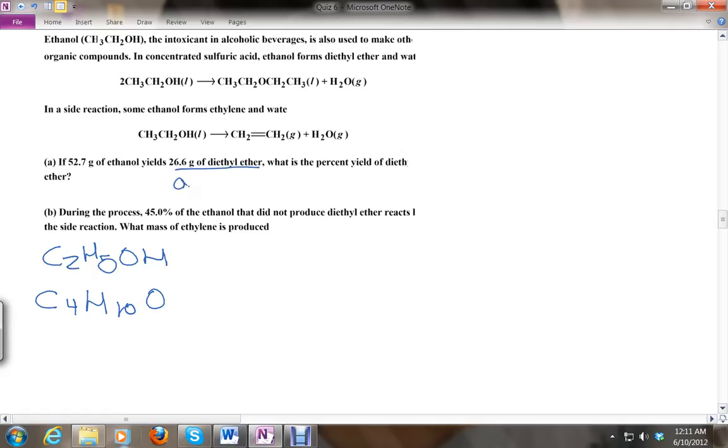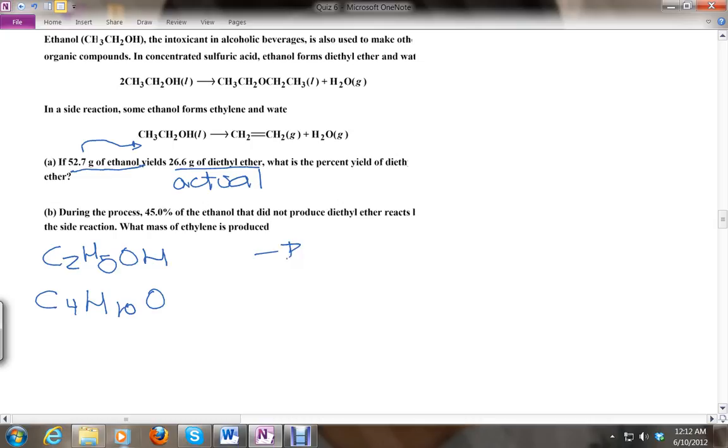This is the actual yield. In other words, they're telling you that part of these 52 grams are going to be converted to ethylene and other side products. So you have to calculate how much you are supposed to get if all the ethanol reacted, all the 52 formed diethyl ether, and if only 26.6 were produced, what is that percentage? How much of the ethanol was converted to the diethyl ether?